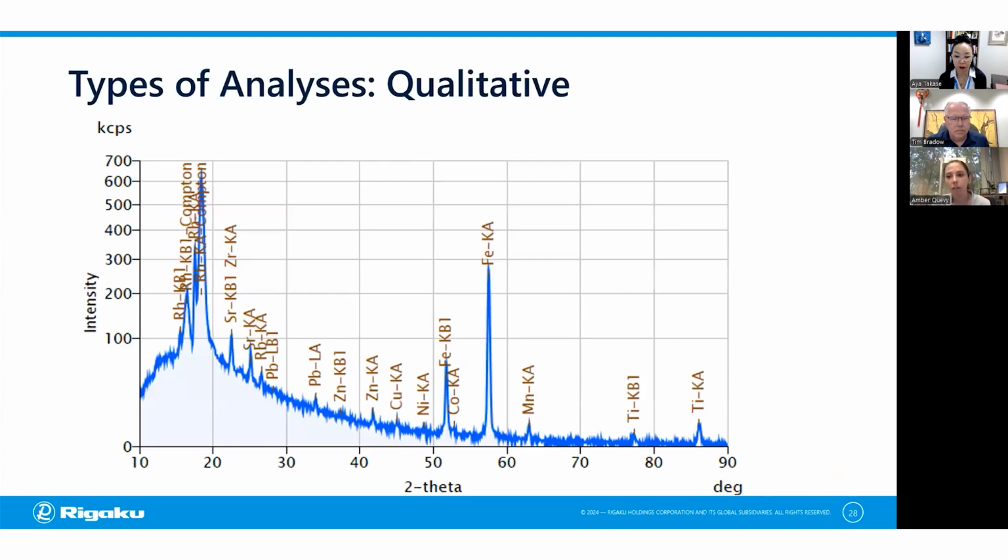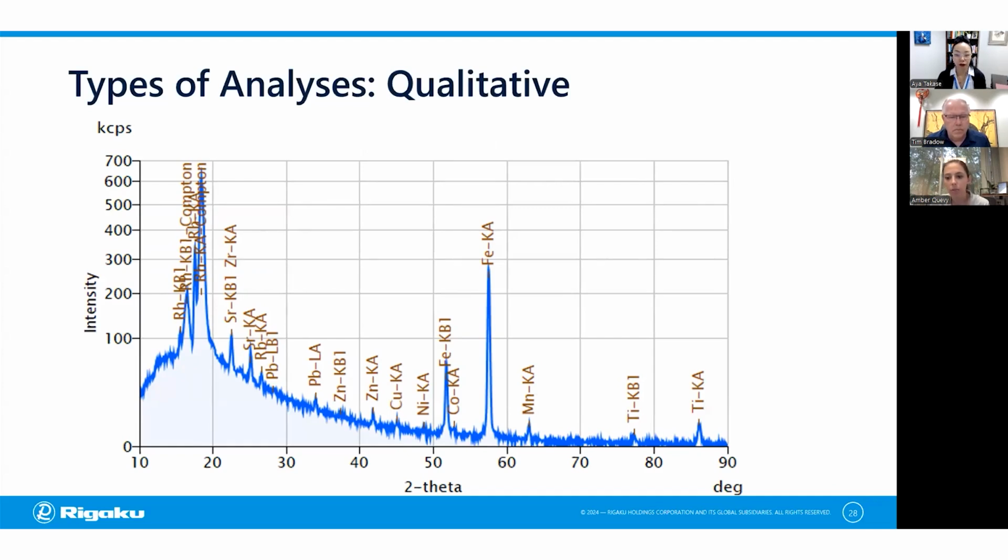So the first type of analysis being qualitative analysis. So most XRF spectrometers can provide qualitative data. And this helps answer that question of what is in the sample. And we can know nothing about the sample, analyze it without a calibration, and determine what analytes are present.